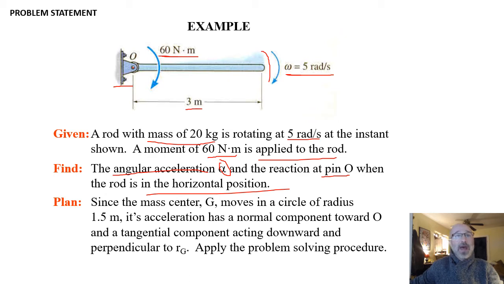Since the mass center G moves in a circular radius, if that's the center of mass there, it's going to move as it rotates in a circular radius. Its acceleration is going to have a normal component towards O and a tangential component acting downward and perpendicular to our radius R sub G.